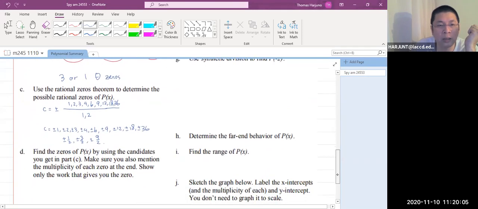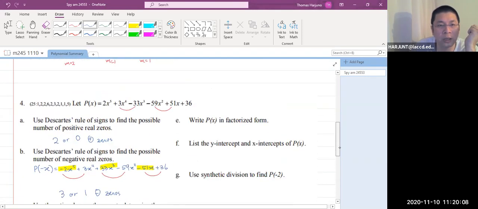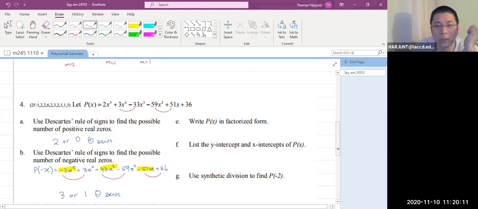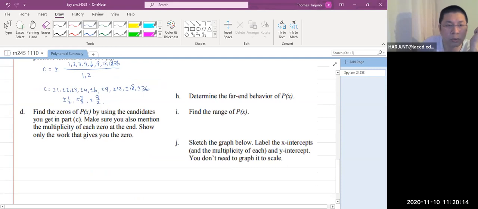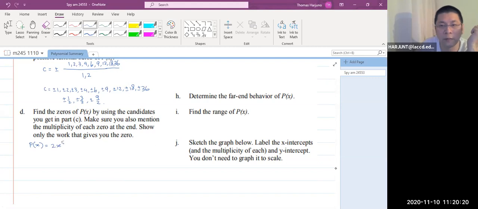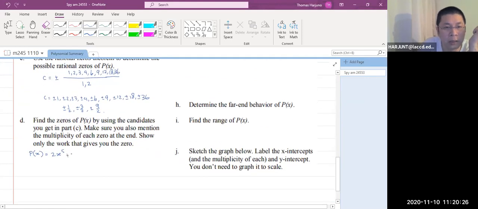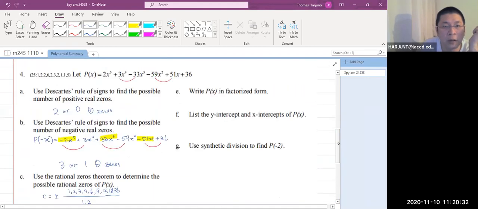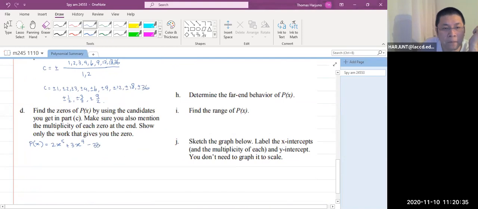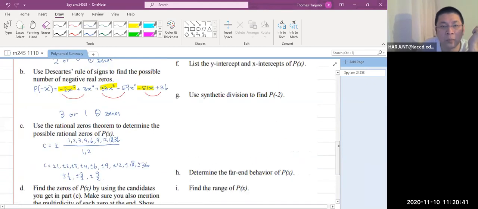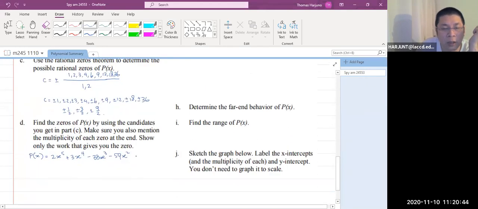Part D, find the zeros using the candidates you get in part C. So let me copy that down first. That's P(x) equals 2x to the 5th plus 3x to the 4th, minus 33x cubed, minus 59x squared, plus 51x plus 36.